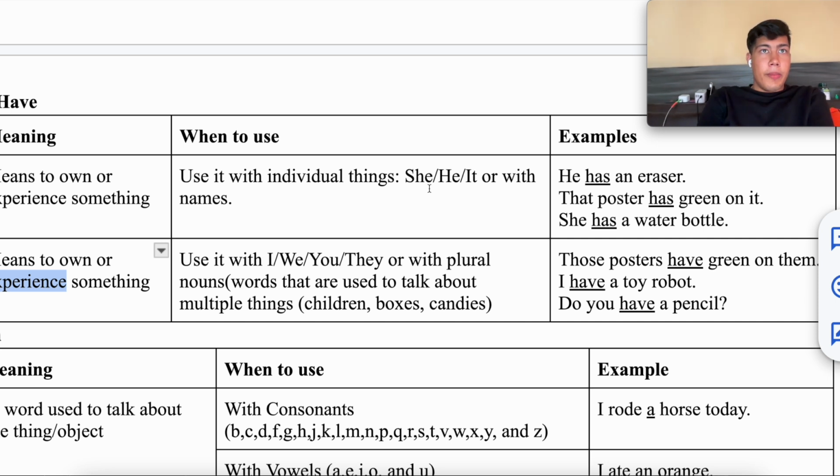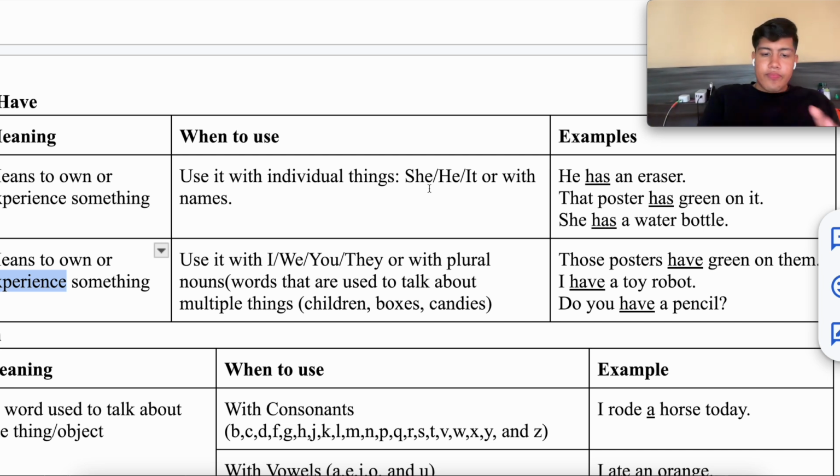So if I'm talking about myself, I'd say Ubar has a phone, or she has a t-shirt, or he's wearing some half pants, when you're talking about an individual thing. Let's talk about that desk over there. That desk has writing on it. But if I'm talking about all the desks, or more than one desk, I'm saying those desks over there have writing on them. So if you're talking about one thing, you use has. Like he has an eraser. That poster has green on it.